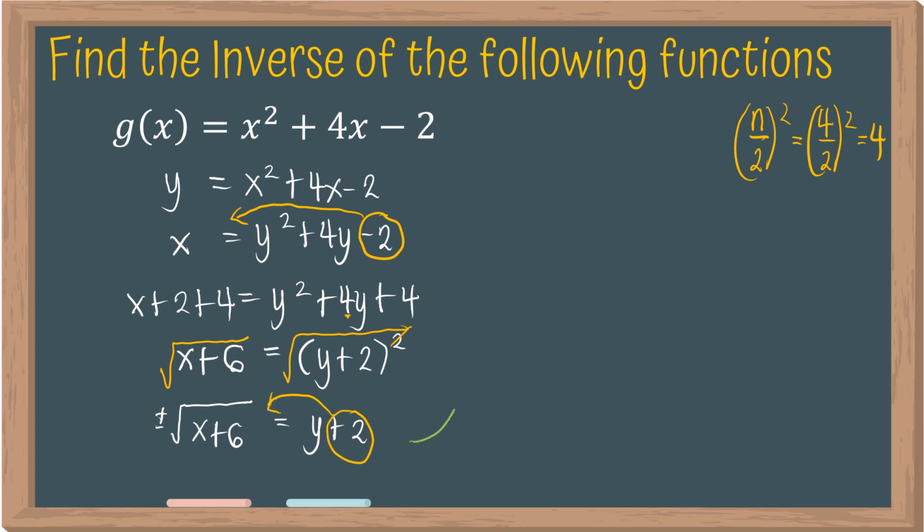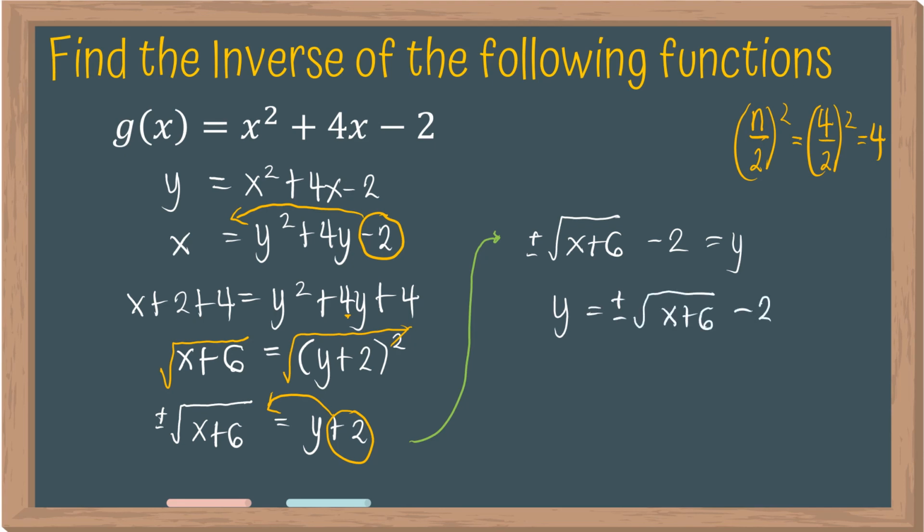So, we can have positive 2 here going to the left side of our equation. So, solving this further, we will have positive, negative, square root of x plus 6 minus 2 is equal to y. Or we can say that y is equal to positive, negative square root of x plus 6 minus 2. So, what have you observed with this one? So, mapapansin natin that for our answer here, we have the positive, negative sign. Ibig sabihin, for this function, there corresponds 2 values. One is positive and then the other one is negative if we're going to evaluate this one.